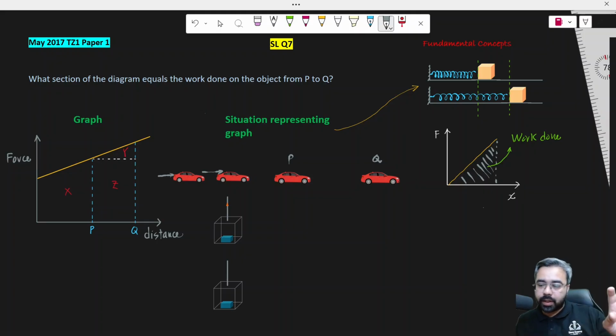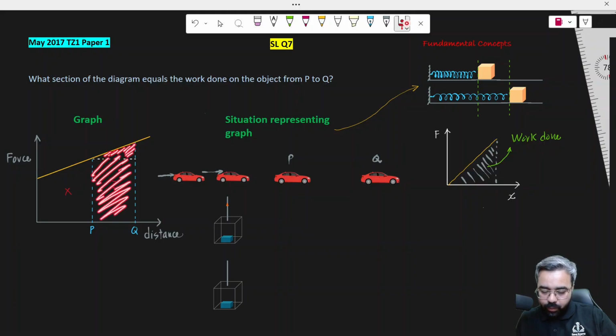It is just like I have shown you here, that we find the area under the graph to find the work done. We will do the same. We will find the area under the graph, this whole area, which is the sum of these two sections Y and Z, and that represents the work done.